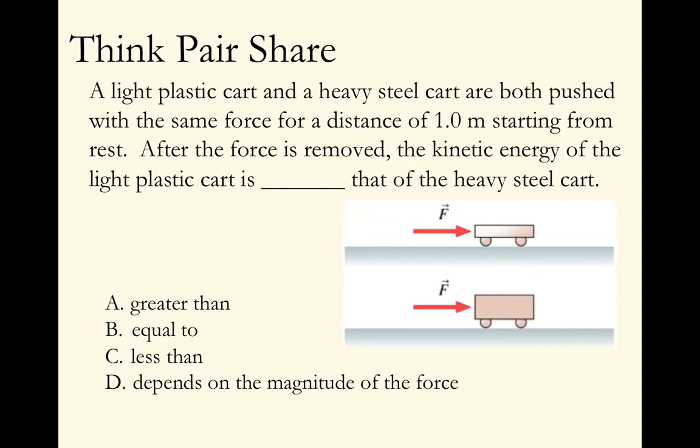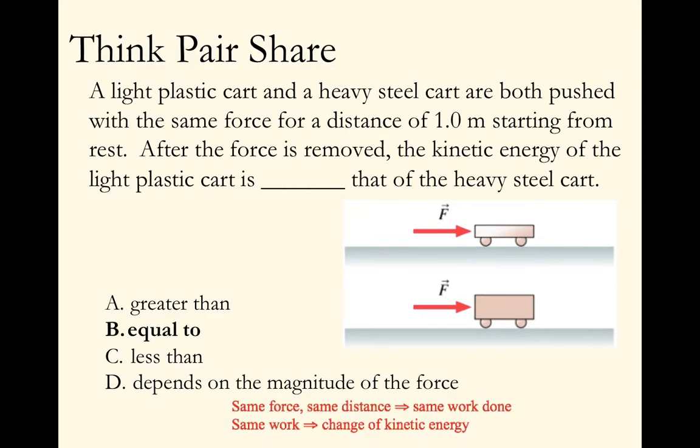Work is defined as the force times the displacement over which the object moves. Here we have the same force, both are pushed with the same force, and our distance is 1 meter, so they're both going to be moved the same meter, so the same displacement. That's going to be force times 1 meter for both. So that tells me that the kinetic energy will be the same for both. So I would expect this to be B, equal to. And yes, that's true. Same force, same distance is the same work done. And work is defined as change in kinetic energy, so we know that it's the same. If this question had asked about velocity, is the velocity of one cart larger or smaller, then they would be different.